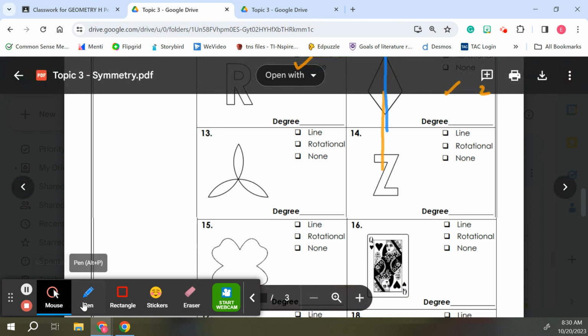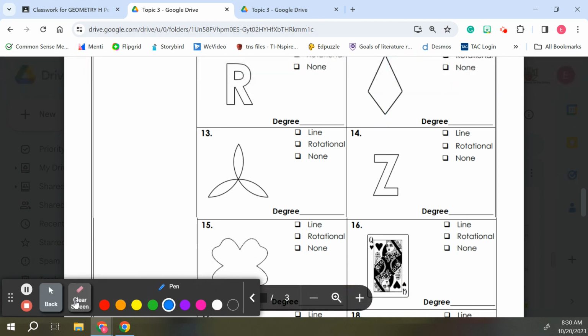All right, I'm going to clear the screen. Let's take a look at 13. Now 13, what do you guys think here? It's kind of a funky shape. You can draw a line. Where's the line going to go? Right in the middle. If you look right here, there's definitely one right there, and then right here, and then right here. This is very similar to what kind of shape? A triangle. Okay, so it definitely has lines of symmetry.